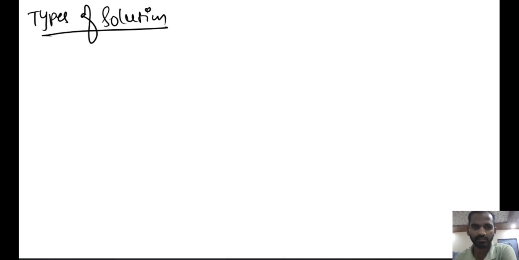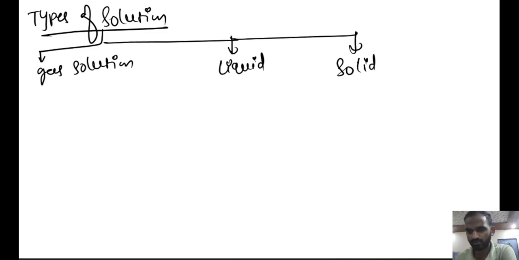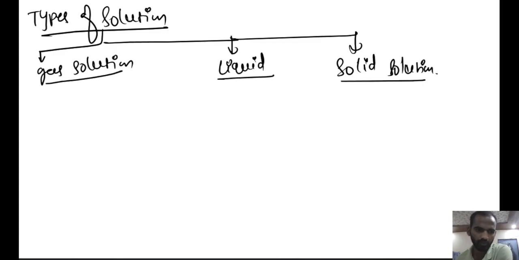Next, coming to the types of solutions, which is very important. We can categorize solutions into three types. One is gas solution, next is liquid solution, and third is solid solution. So what is the meaning of gas solution, liquid solution and solid solution? We will discuss one by one here.